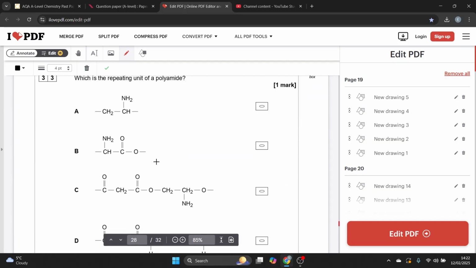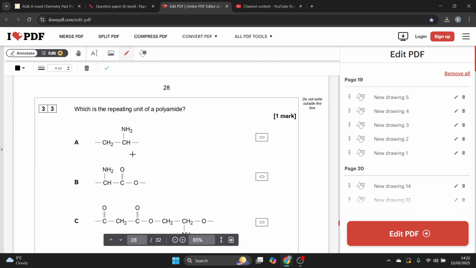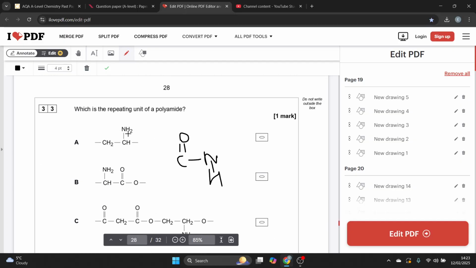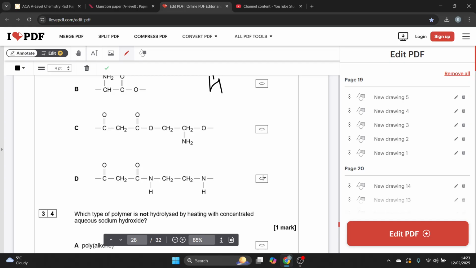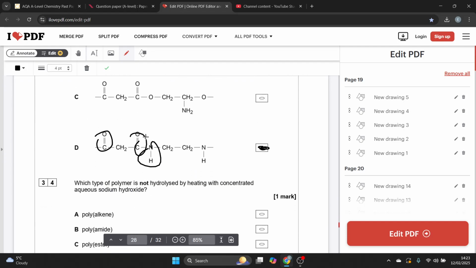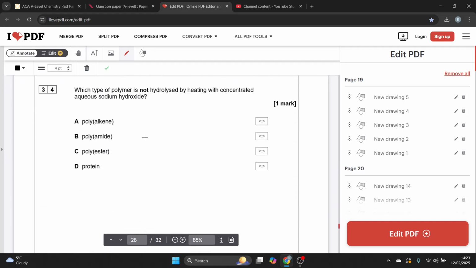Question 33. Which is the repeating unit of a polyamide? I'm looking for the C double bond O and the NH, right? So can I see that? It's definitely not that. It's got to be D. That's got the C double bond O and the NH. It's 33D. Question 34. Which type of polymer is not hydrolysed by heating with concentrated aqueous sodium hydroxide? Polyalkene. Yeah, that's the type of polymer that's not hydrolysed by heating with concentrated aqueous sodium hydroxide.